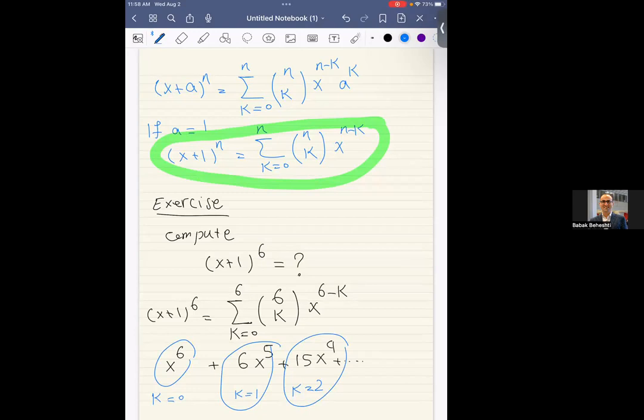So this top number, the n here, means k goes from 0 to that number, right? Sigma means you count from k equal to 0 to k equal to whatever, like 6. And this sigma means you add all the terms.